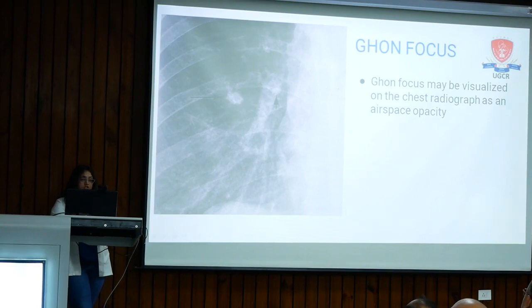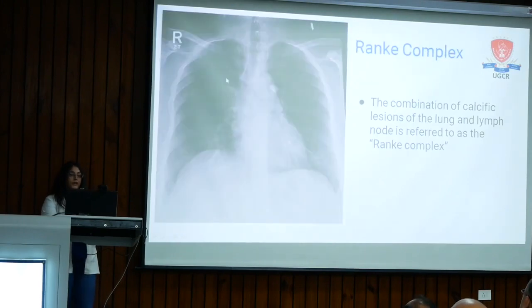This chest X-ray is showing Ghon's focus, which is very pathognomonic of primary tuberculosis. And when Ghon's focus calcifies itself, it becomes a Ranke complex.